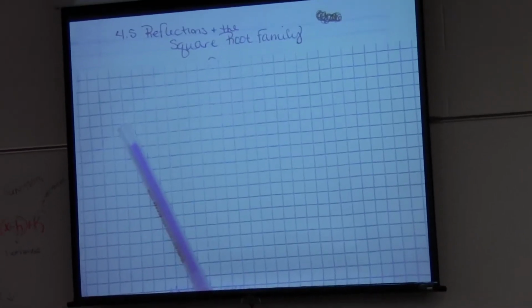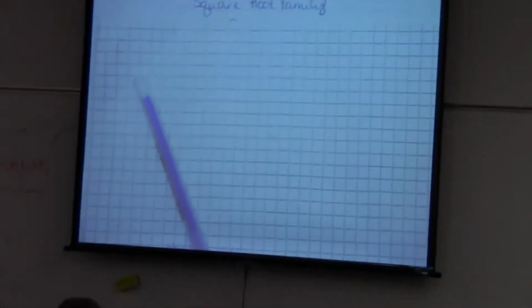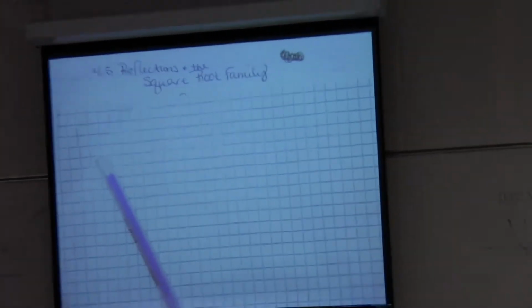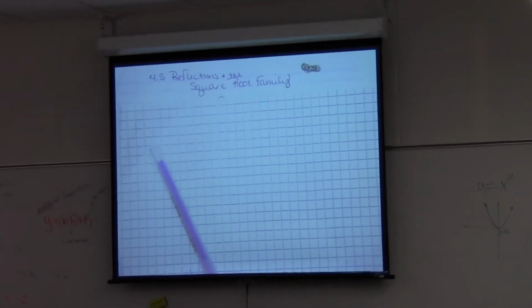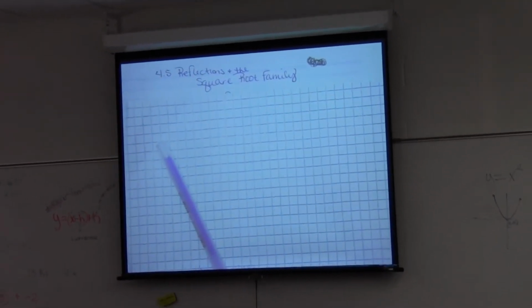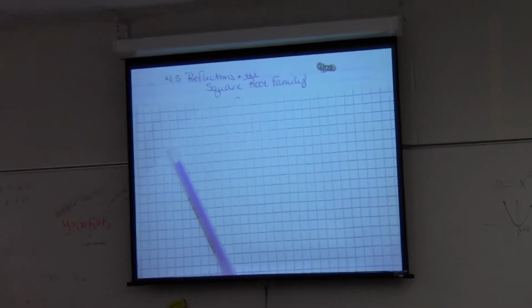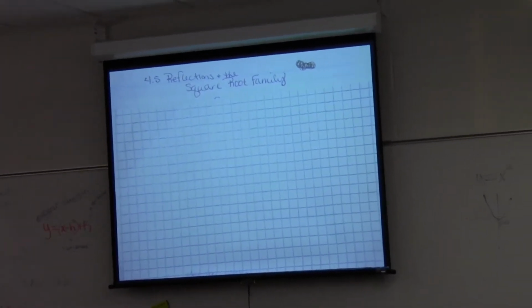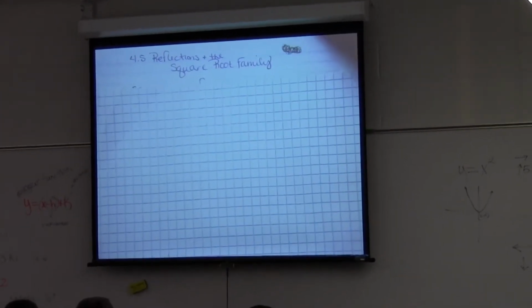Our lines. Today we're going to look at the square root family. So yesterday was x squareds. Today they'll be square roots. And we're going to look at reflections, which are similar to what we had as well in geometry.